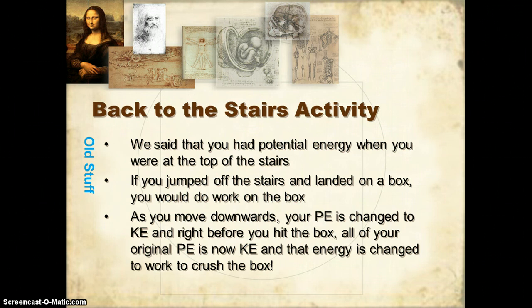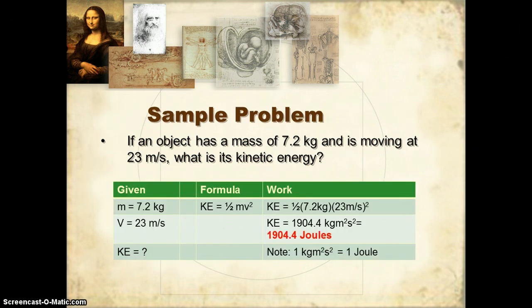Let's go back to the stairs activity for a minute. We said that you had potential energy when you were at the top of the stairs. And if you jumped off the stairs and landed on a box, you would do work on the box. As you move downwards, your potential energy is changed to kinetic energy, and right before you hit the box, all of your original PE has been changed to kinetic energy, and now that kinetic energy is going to be used to do work on the box.